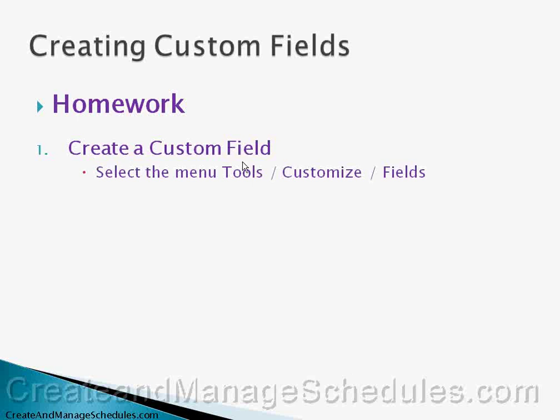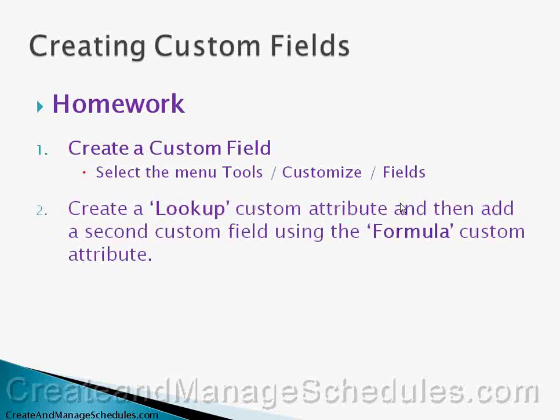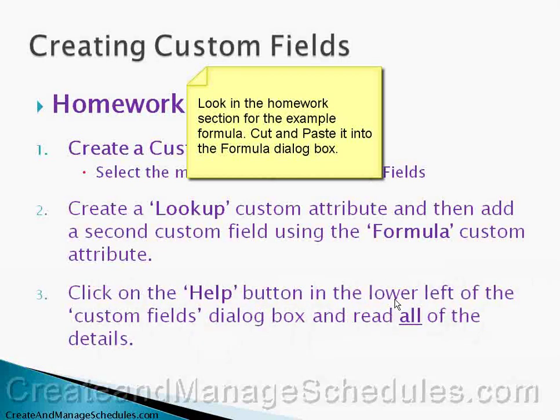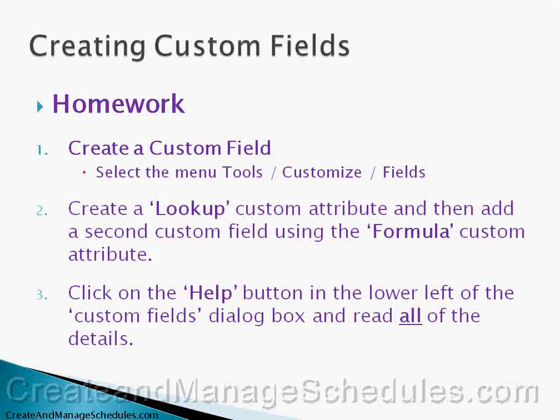I want you to go ahead and create a custom field by selecting the Tools menu, like we did, select Customize, and then select Fields. And when you're creating your custom field, I want you to experiment by creating a lookup custom attribute, and then create a second custom field using the formula custom attribute, as I walked you through. Then I want you to click on the Help button in the lower left of the custom field dialog box and read all the details there. I want you to feel comfortable with the help that comes with Project, because you'll see that it is definitely very helpful for you.